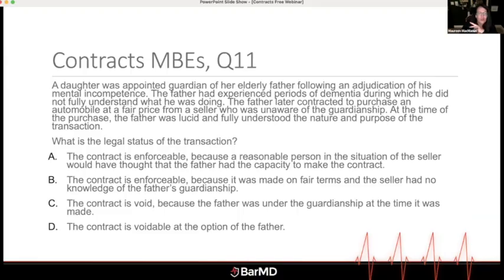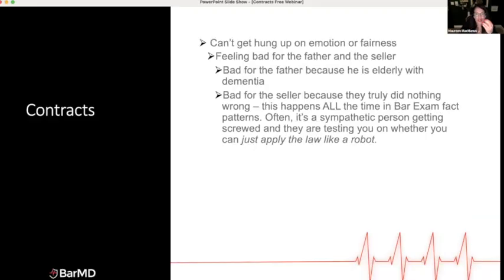All right. Talking about the second one with the car. A couple points there, just as a reminder. Don't get hung up on emotion or fairness. Feeling bad for the father and the seller. You feel bad for the father because he's elderly with dementia, maybe. And you really feel bad for the seller because they truly did nothing wrong. And this happens all the time in bar exam fact patterns. There's a sympathetic person that's getting screwed, and they're testing on whether you just apply the law in a rote manner. So you have to do that. And this will happen a lot. So when you're like, all right, this sounds like this person's going to get screwed. That's it. Sorry. So sad. So don't be led astray by that.